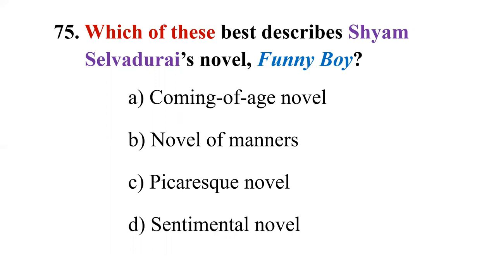It can be either a coming of age novel, a boy coming to terms with his growth and idea and life, or a picaresque novel. Picaresque comes from the word picaro, Spanish, meaning rogue, like Robinson Crusoe's story: a kind of rogue who steps out of the house and goes on an adventure. So the answer is A, coming of age novel.